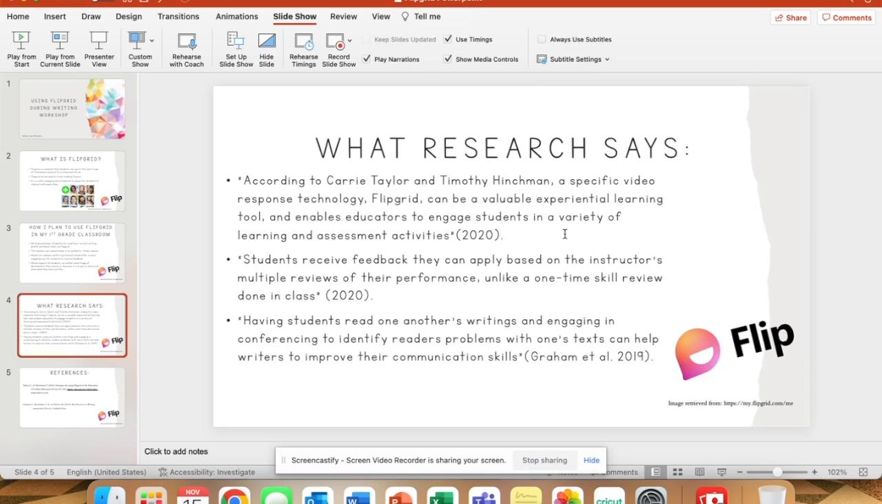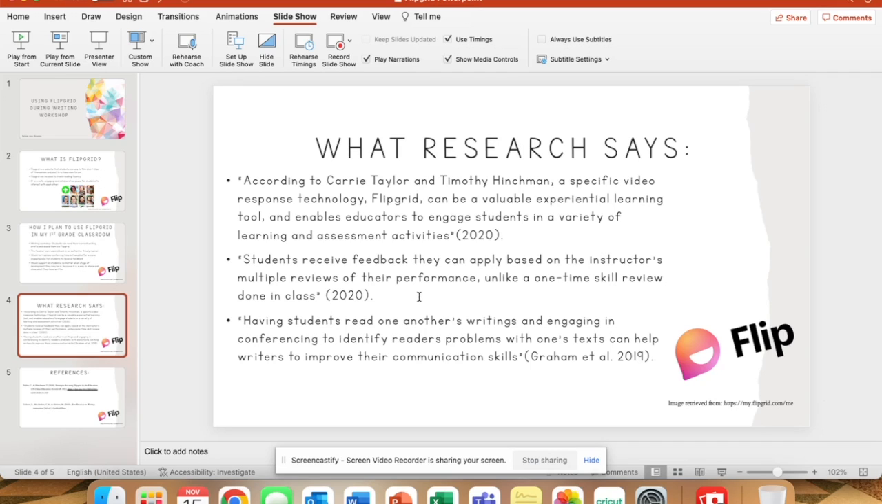We all have so many different types of learners in our classroom, and being able to give them an authentic way to show what they know is so important. And I really, really feel like that's very important. Students receive feedback that they can apply based on the instructor's multiple reviews of their performance, unlike a one-time skill review done in class. I totally agree with this.